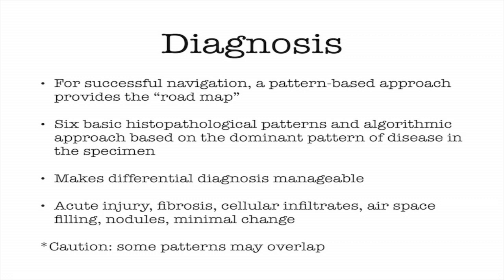4 is when you have a pattern that has airspace filling. 5 is when you have nodules. And 6 is when you have minimal change. You remember minimal change disease in the kidneys? It is also appearing in the lungs. But remember that sometimes the patterns also overlap.